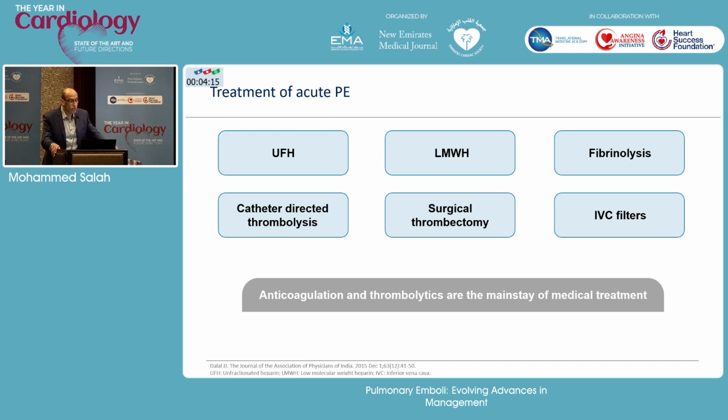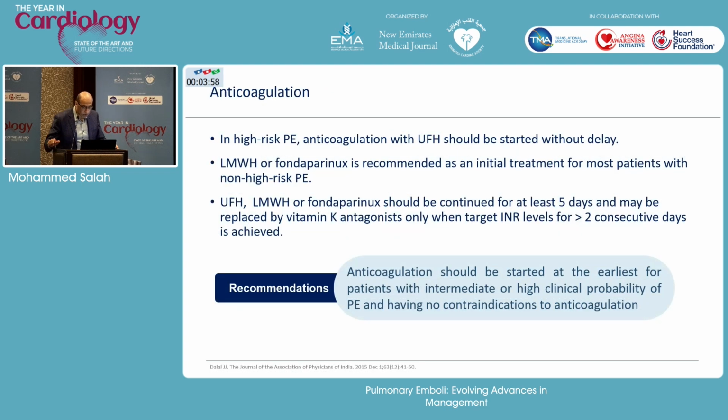What are the treatments of acute pulmonary embolism? This is very important. Unfractionated heparin, low molecular weight heparin, fibrinolysis, direct oral anticoagulant NOAC, catheter-directed thrombolysis, surgical thrombectomy, and IVC filter. However, anticoagulation and thrombolytics are the mainstay of the medical treatment.